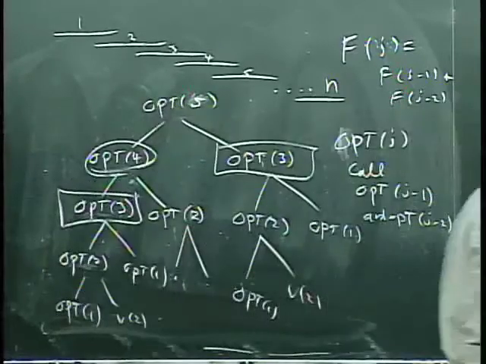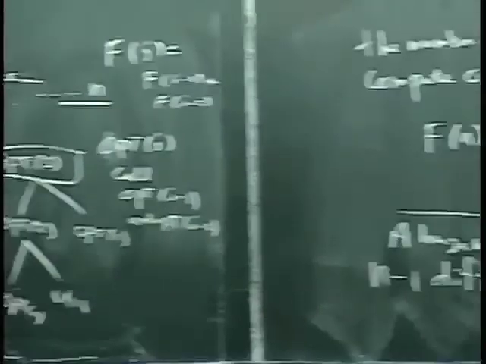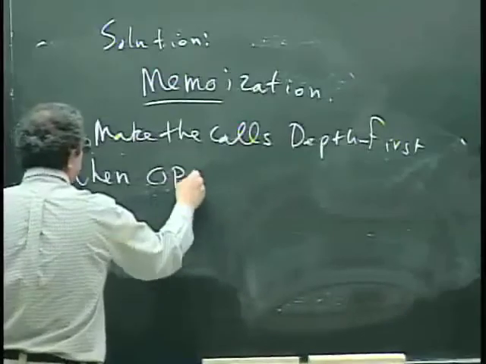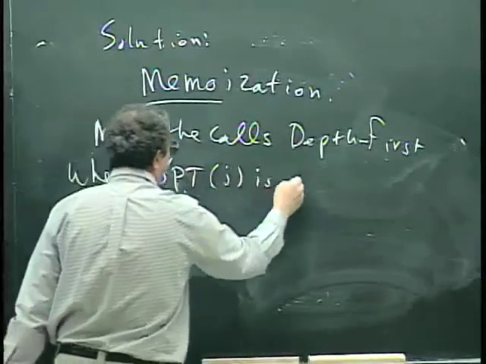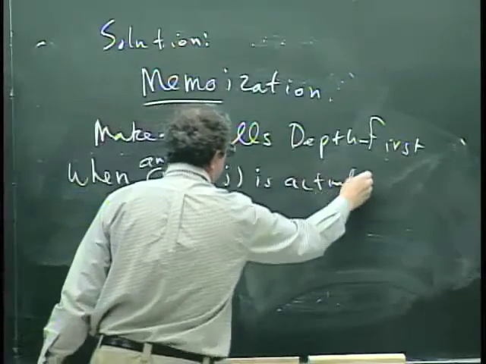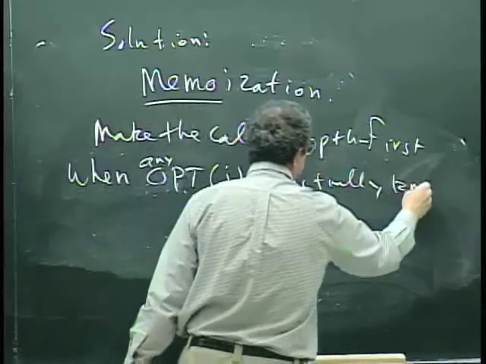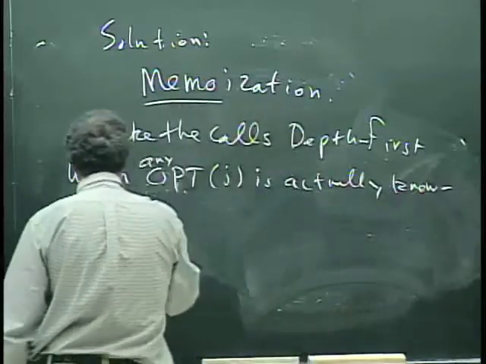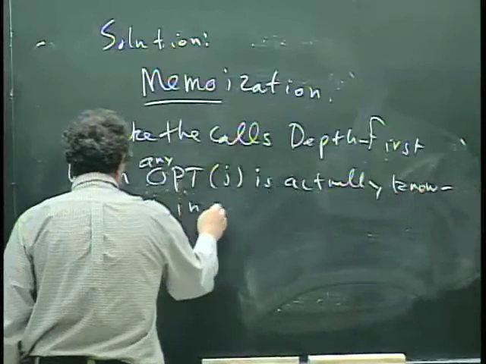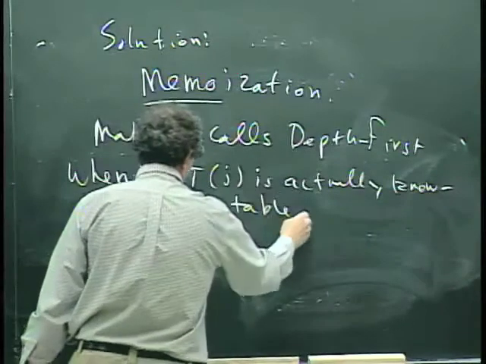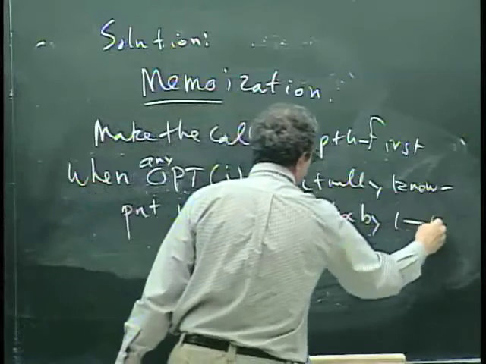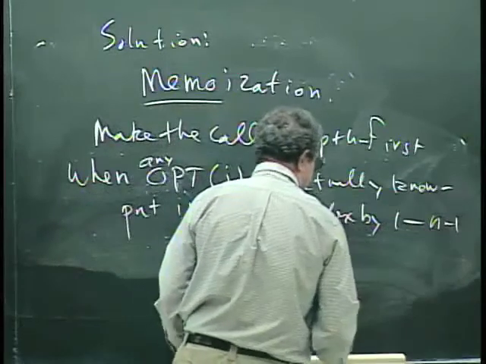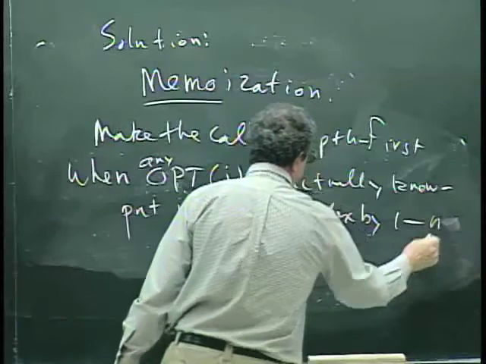Then, when any opt j is actually computed or actually known, put it in a table. In this case, indexed by 1 through n minus 1, or 1 through n, whatever.